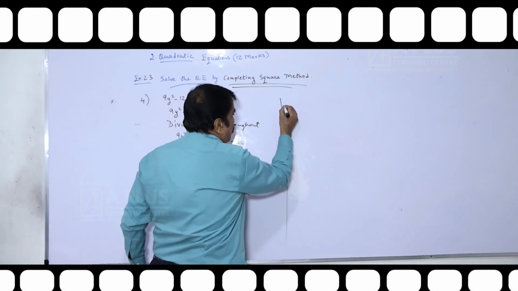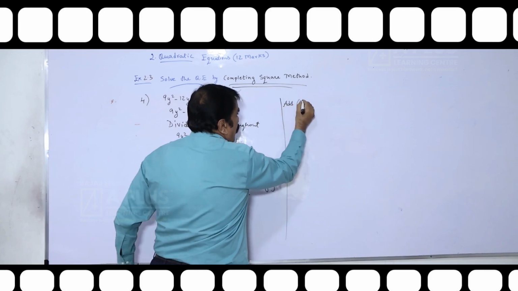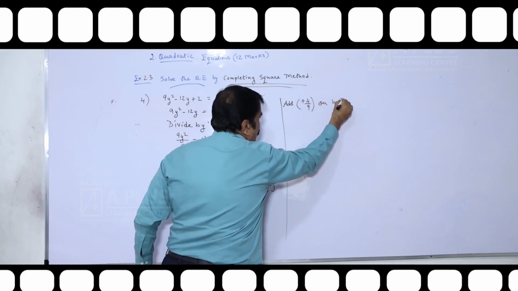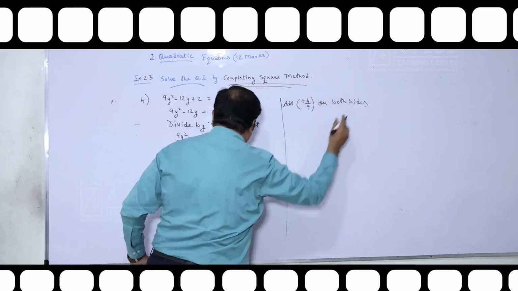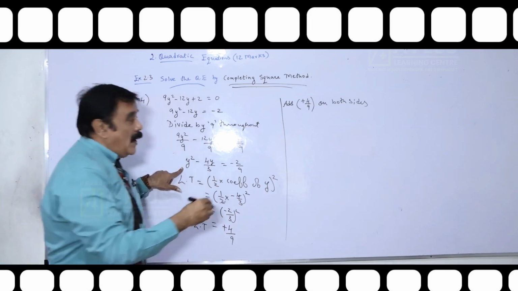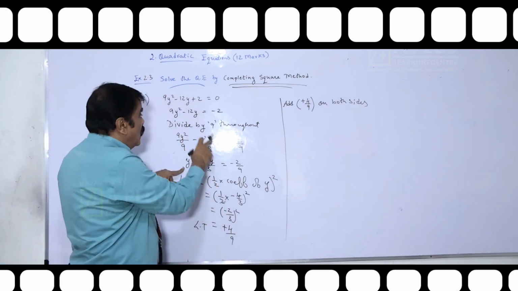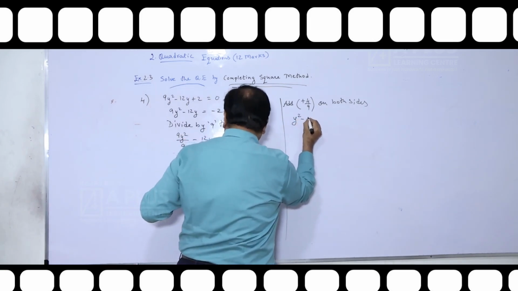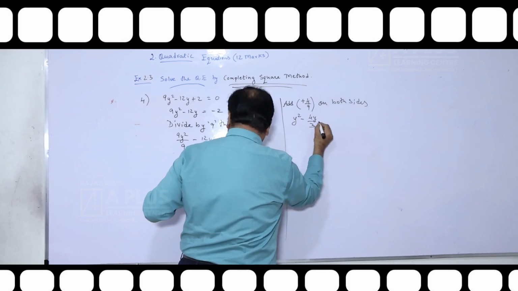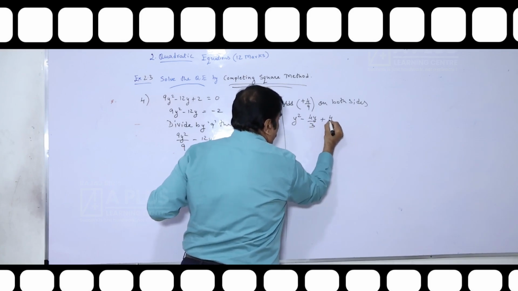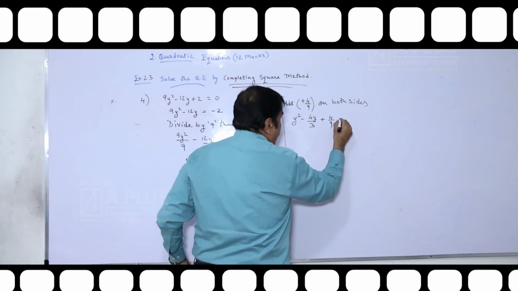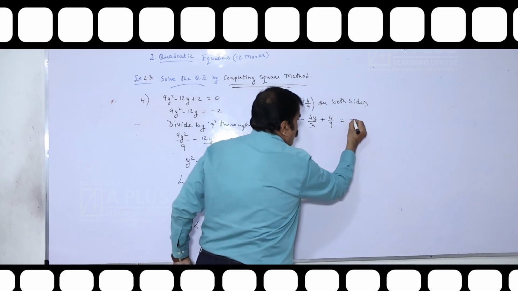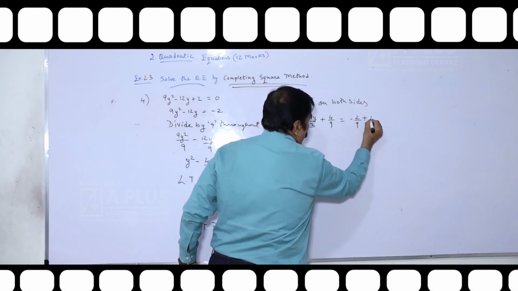Now what do I do? Very simple. Add plus 4 upon 9 on both sides. Is that clear? On both the sides. What is the equation here? Y square. Always remember you have to add here. Don't add here, you will be in trouble. So y square minus 4y upon 3 plus 4 upon 9. And here also, what do I have in the right hand side? Minus 2 by 9. So minus 2 by 9 will be as it is, plus 4 by 9.